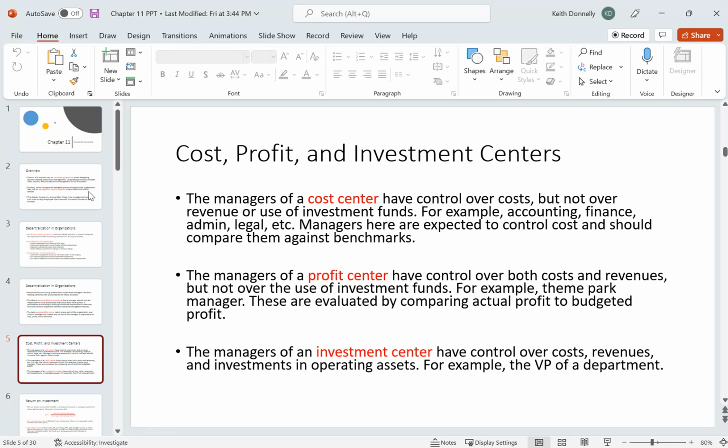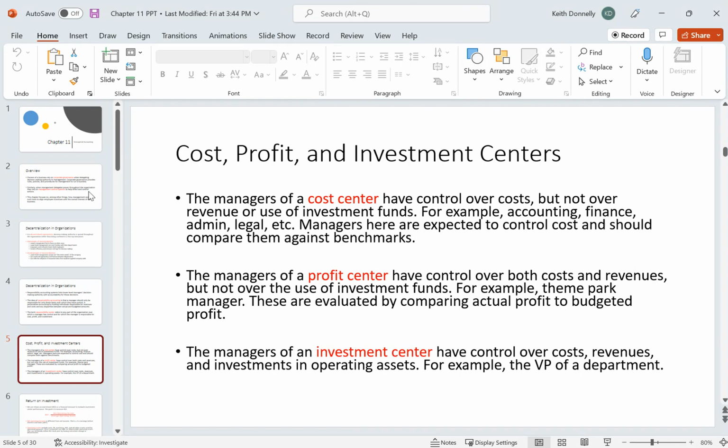Basically, the managers of a cost center have control over costs, but not over revenue or the use of investment funds. For example, accounting, finance, admin, legal. Managers are expected to control costs and should compare them against benchmarks. So if you work in the accounting department, let's just say there is a grocery store, like Walmart or something, where you go to get your groceries. You work for corporate Walmart in the accounting department. That's great. You're basically in a cost center.